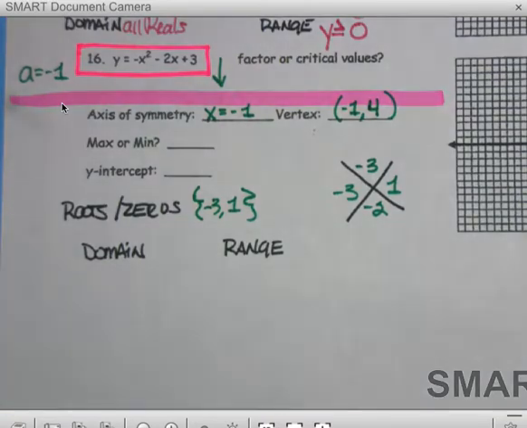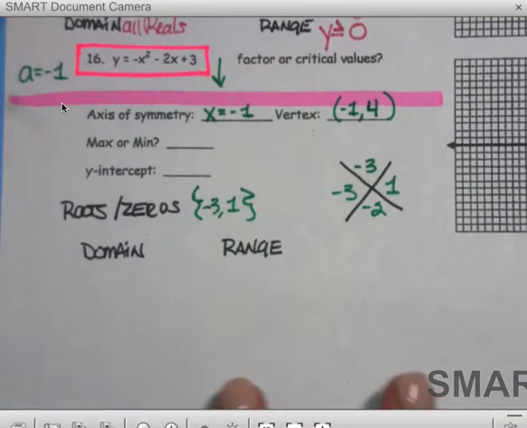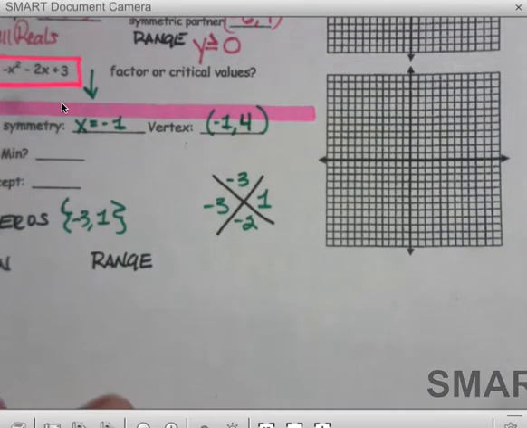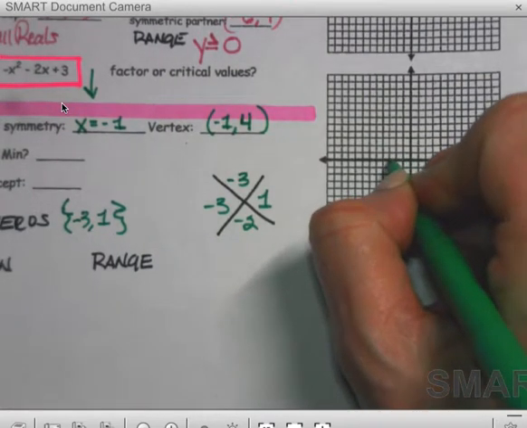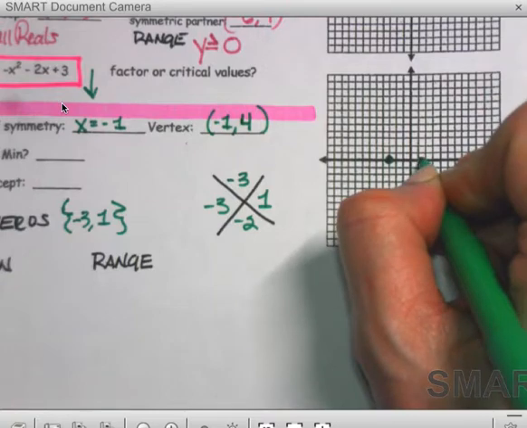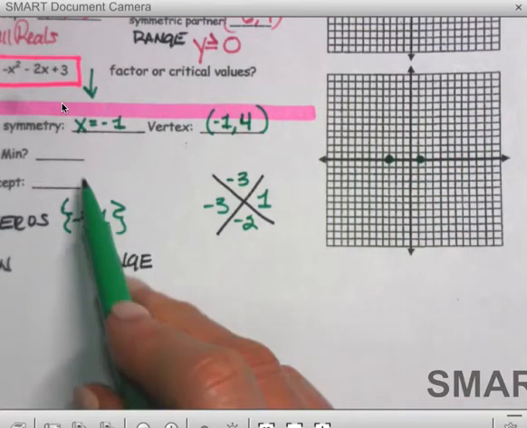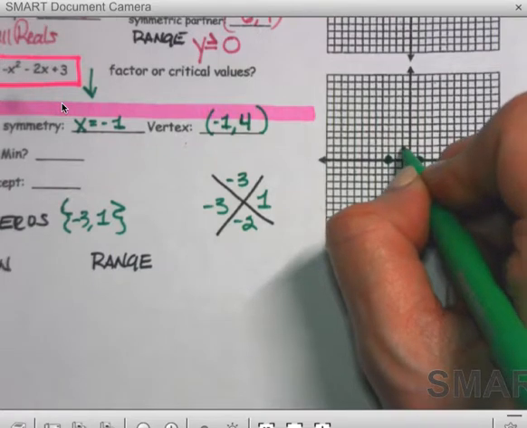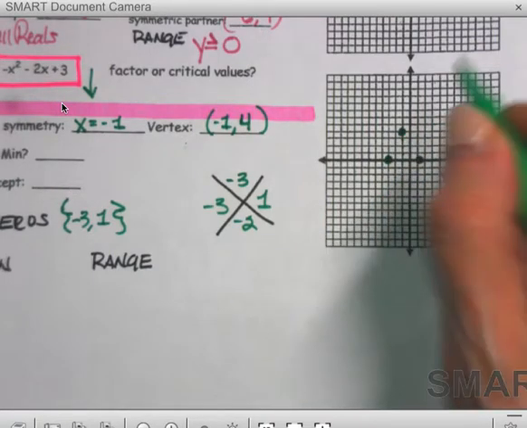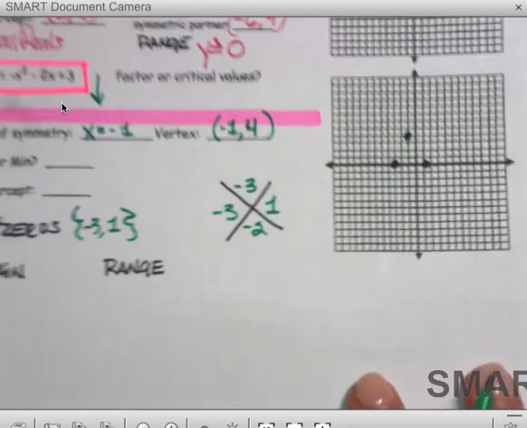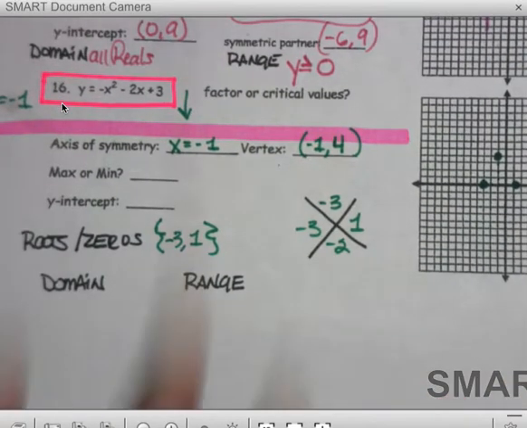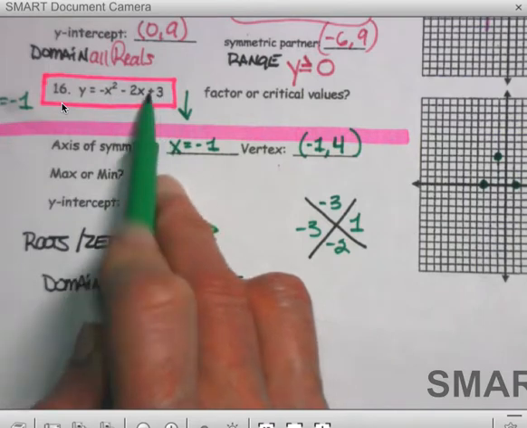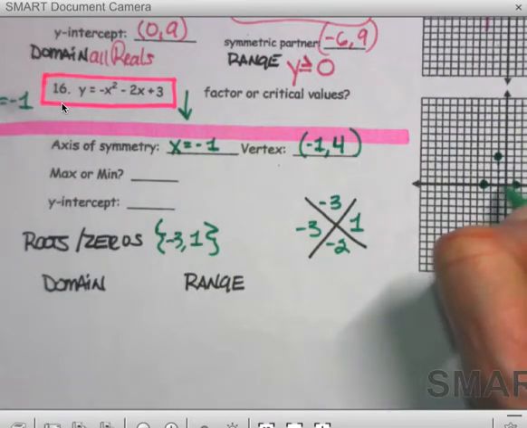And let's plot some of our key points and see what we've got. So my roots are -3 and +1. And my vertex is going to sit right in the middle. So that's going to be -1, +4. Here's my vertex. The y-intercept, looking at my function, if x is 0, the only number left standing would be the constant, or 3. So my y-intercept is +3.